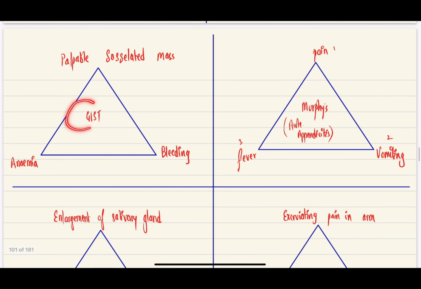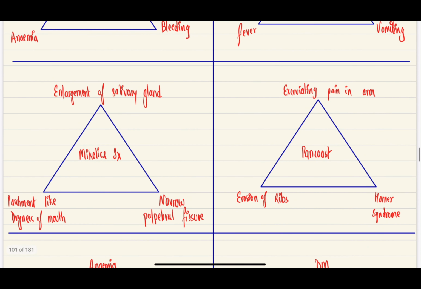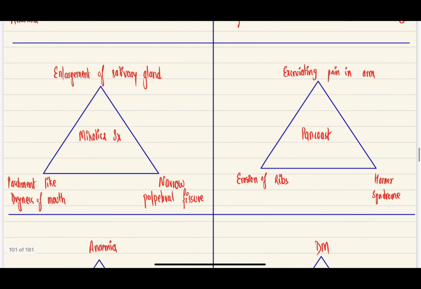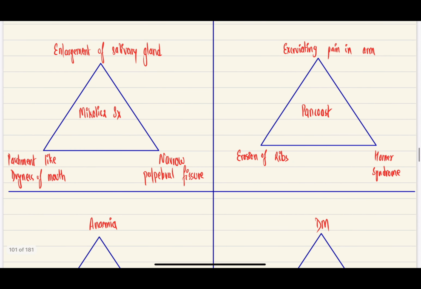We have the triad for cyst: palpable solitary mass, anemia, and bleeding. We have Murphy's triad for acute appendicitis, which consists of pain, fever, and vomiting. First pain, second vomiting, then fever. We have Mikulicz's syndrome, which consists of enlargement of the salivary glands, parchment-like dryness of the mouth, and narrowing of the palpebral fissures.